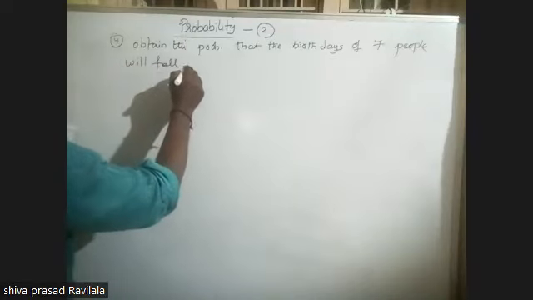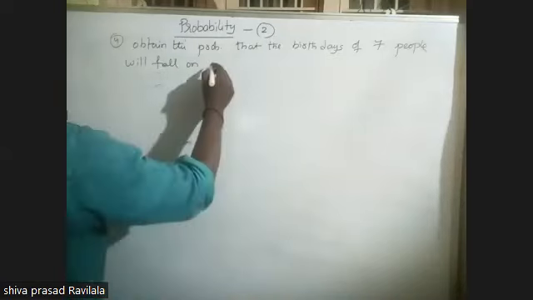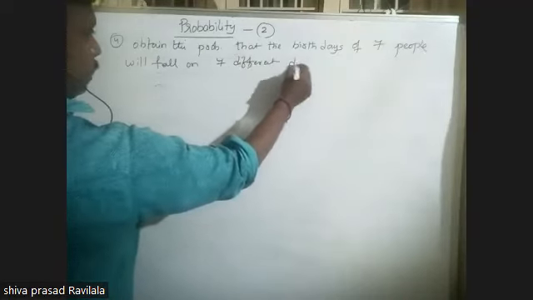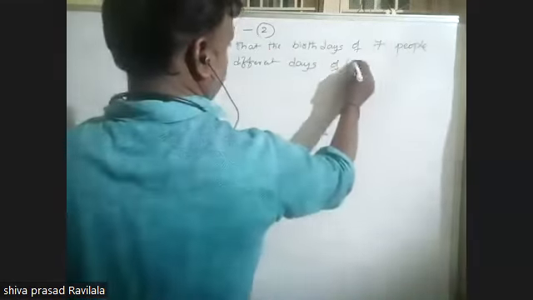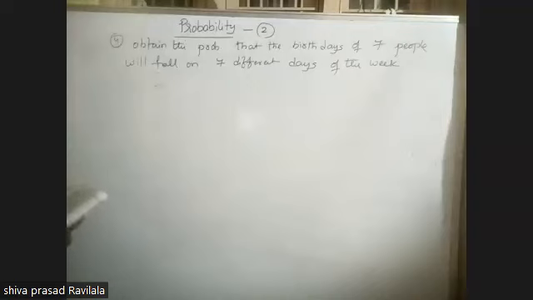These different questions are there, and we explain all. 7 people will fall on 7 different days of the week. In this case, assuming equal probabilities for every 7 days. The condition is given. Once again, read the question: obtain the probability that the birthdays of 7 people will fall on 7 different days of the week.